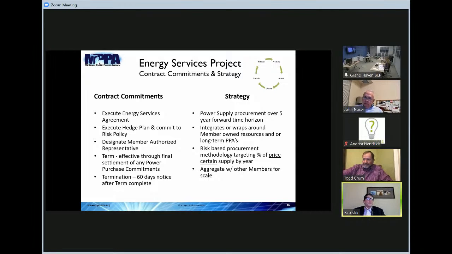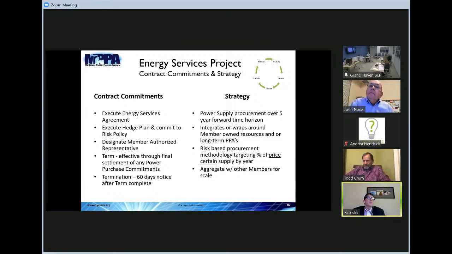So let's just talk about the contract commitments and strategy. In order for a member to be part of the energy services project, they have to execute an energy services agreement, which has a whole bunch of details and terms and conditions about the relationship between the agency and the member. They have to execute a risk management policy and a power supply hedge plan. They have to designate a member authorized representative. Those key foundational principles are what set in place how MPPA interacts with the member.